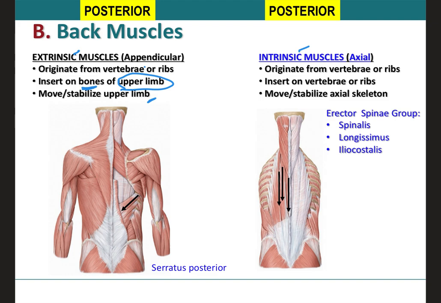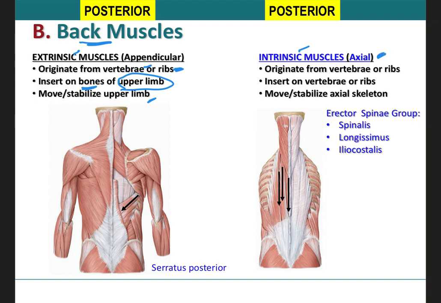However, because they originate on the vertebrae or the ribs, then we consider them part of the back muscle, and that's where they're going to be located. So when we get to the next learning outcome, we will be talking about these muscles. Here we're going to focus on the intrinsic muscles, which will be the ones that will move the axial skeleton.